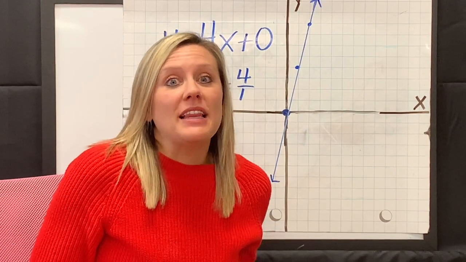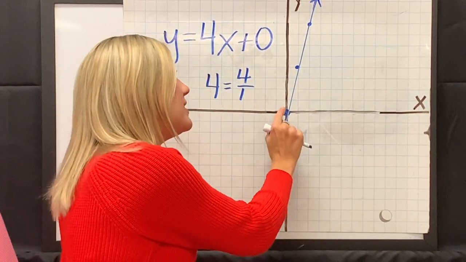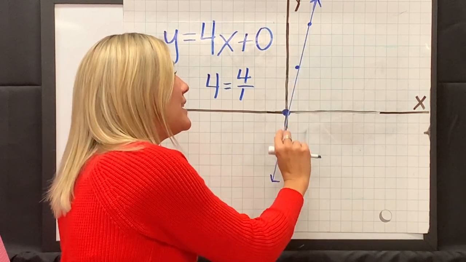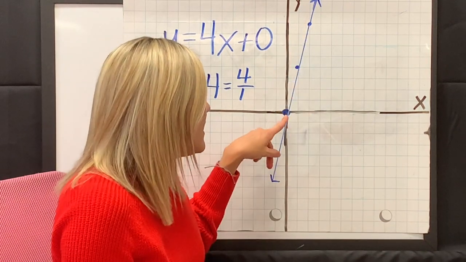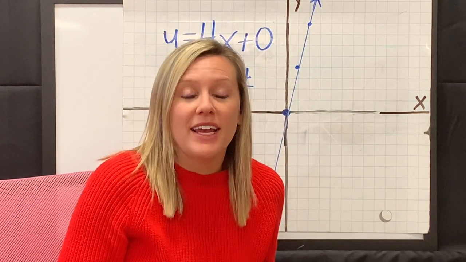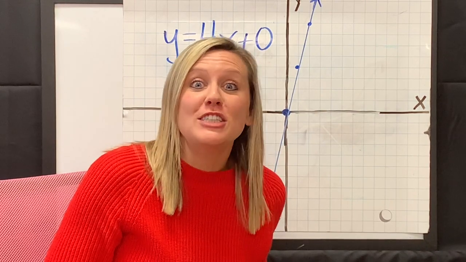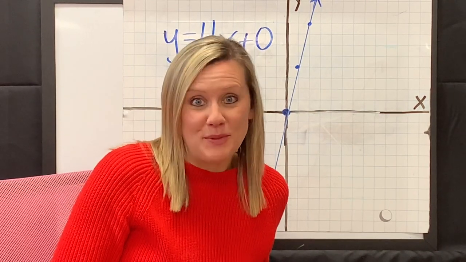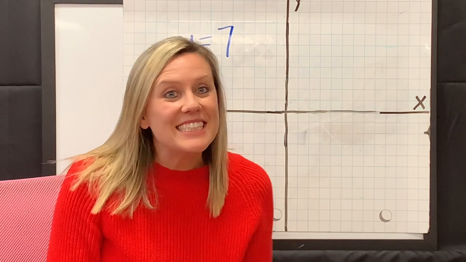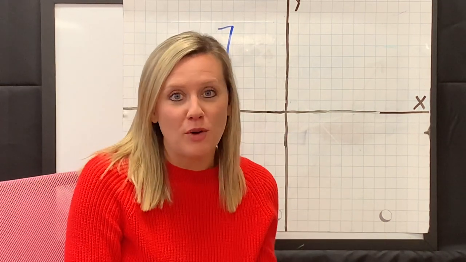This line would be like, I don't have any money and I make $4 an hour. So we start at 0 and we go up 4 units each hour. Because this line goes through the origin and it's a straight line, this line is also considered proportional. Okay, let's do one last example. Our last example is y equals 7, and you will see these every so often.